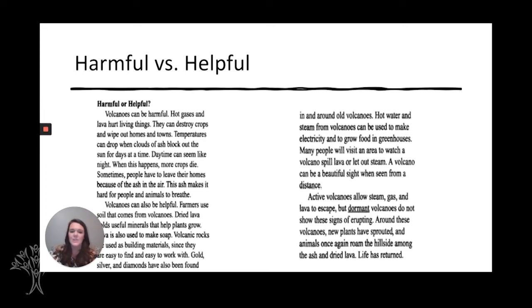The author is using description to help us understand the many aspects of volcanoes. The author also uses comparing and contrasting to help us explore how volcanoes can be positive and negative to living things, which is what we talked about during our last lesson. So each section of this text talks about something different about how a volcano is formed and what it does, how it works.